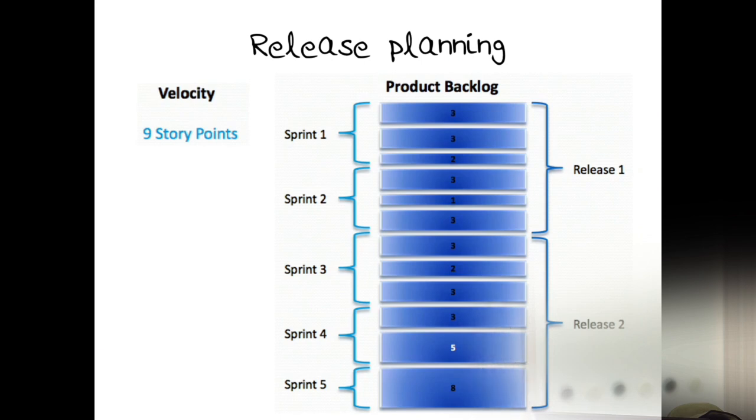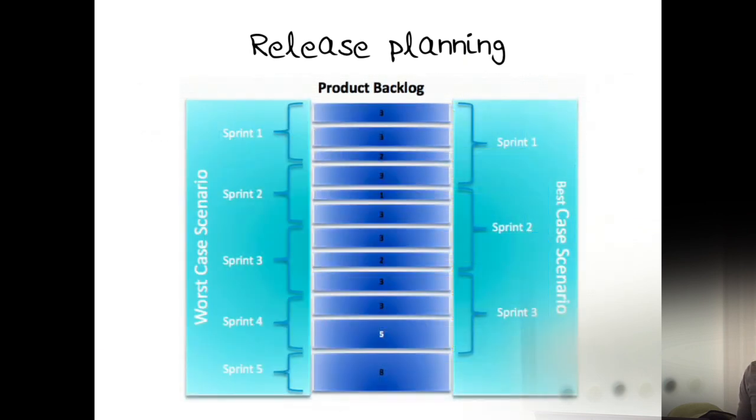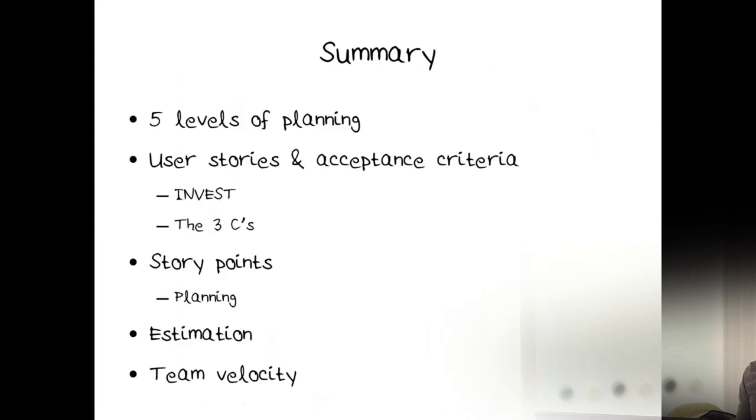The product owner might say, I want to release when I have this set of features. Okay, so it seems like in two sprints we should be able to release that. I mean, you could also have optimistic or best case and worst case scenarios of this.